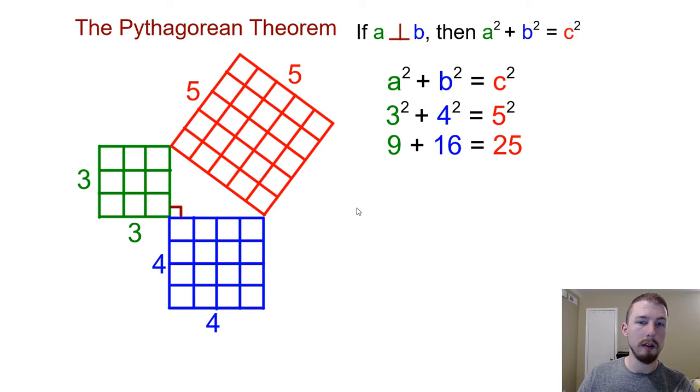So here's our Pythagorean theorem. The Pythagorean theorem states that if a and b are perpendicular, in other words, if this is a right angle, then a squared plus b squared is equal to c squared. So if you notice, we take the length of 3, we square it, this squared plus this squared is equal to this squared, which is kind of cool.